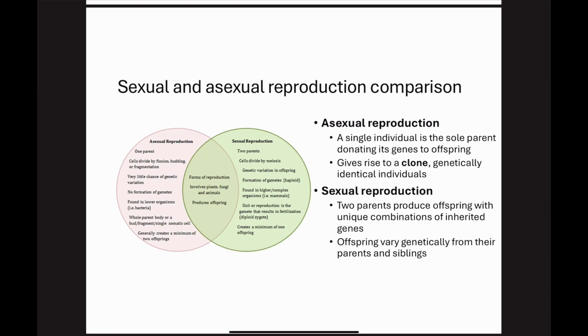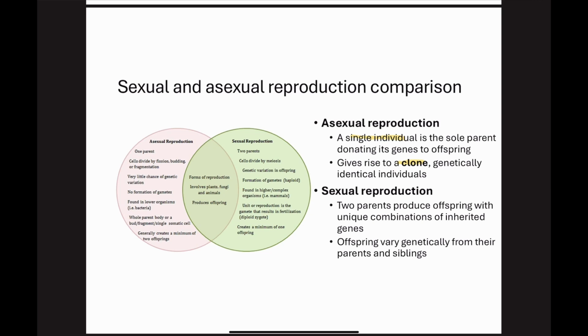So in asexual reproduction, a single individual is the sole parent that is going to donate its genes to its offspring. Asexual reproduction is going to give rise to a clone, a genetically identical individual. Single-celled eukaryotes can reproduce asexually by mitotic cell division, and they can produce two genetically identical daughter cells. An individual that can reproduce asexually gives rise to a clone, and members of a clone can be genetically different as a result of mutations.